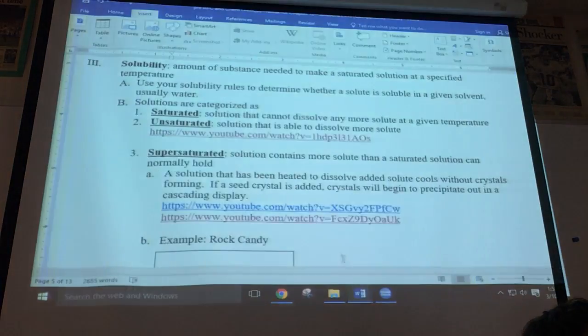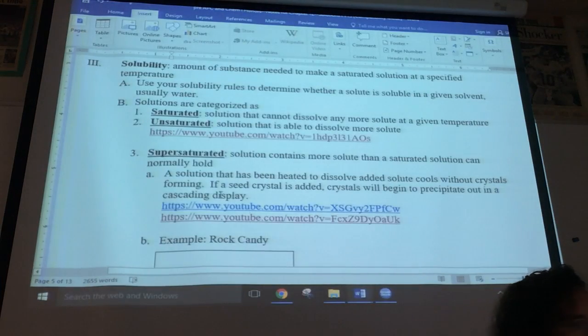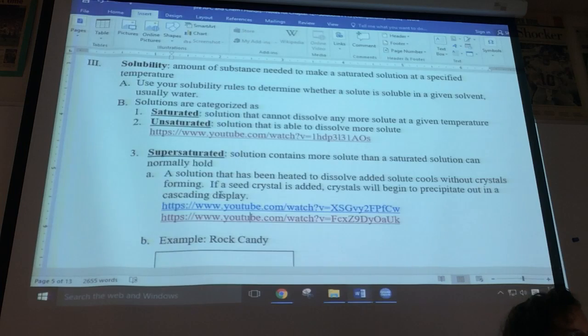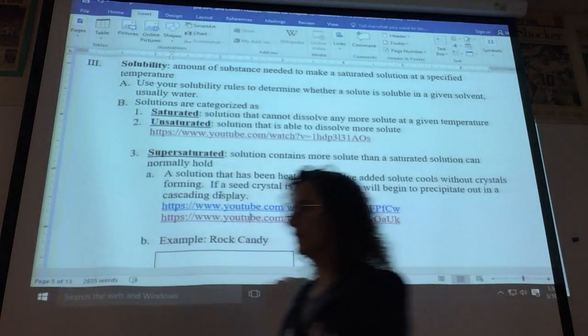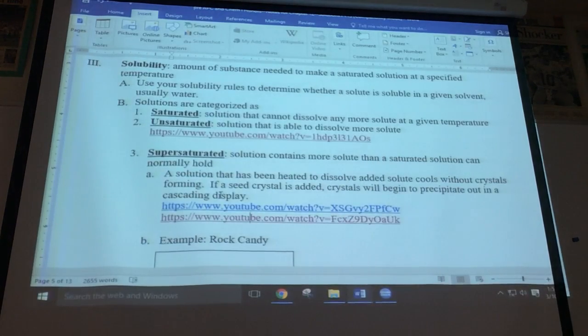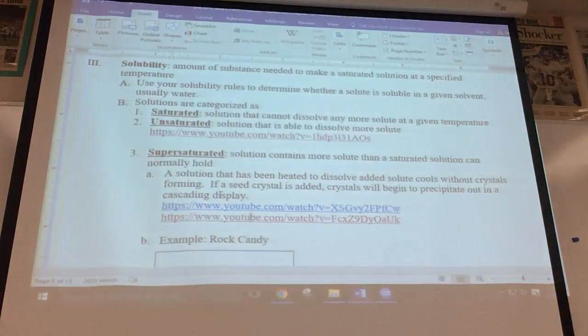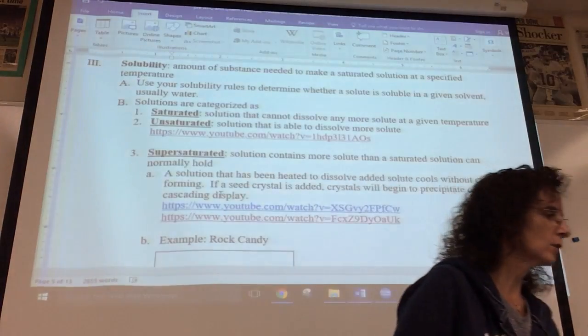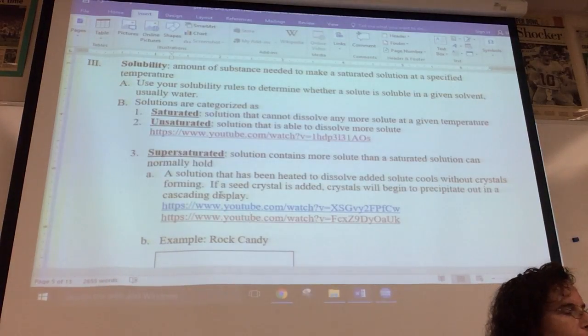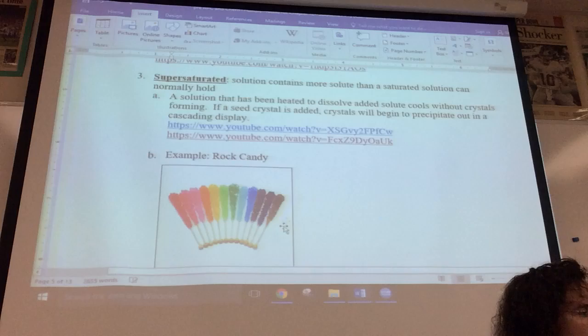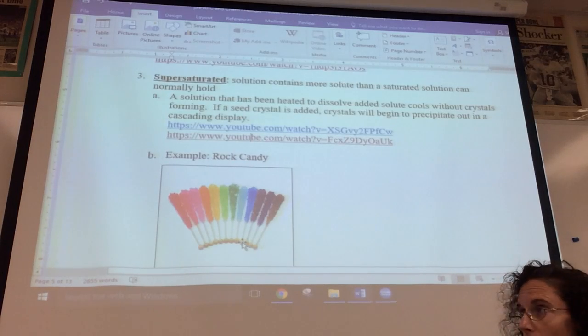Yes. All right. So supersaturated is when the solution contains more solute than a saturated solution can normally hold, and that's because you heated it up, you dissolve more, you cool it, and it stays in solution. But with that seed crystal, you can get the crystals to precipitate out in that cascading display, and one of the best examples is rock candy.